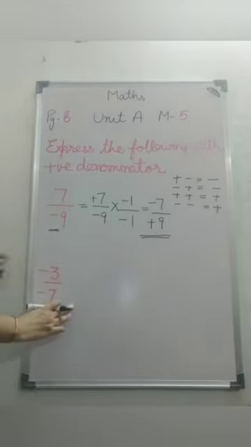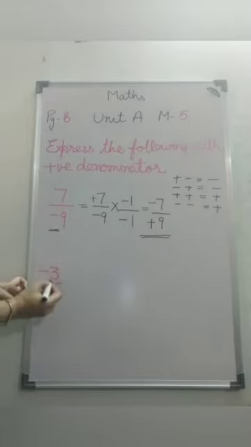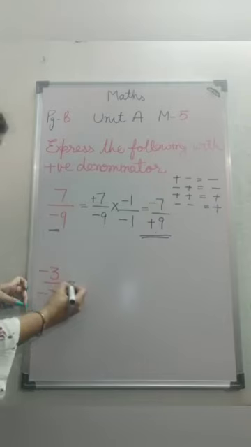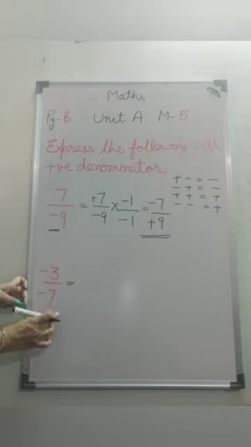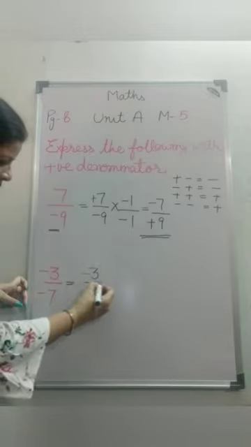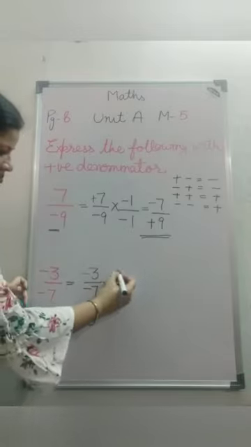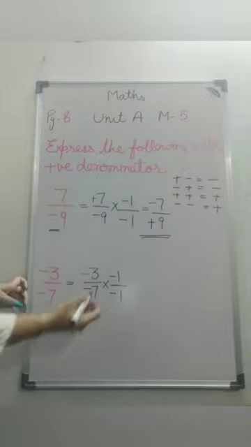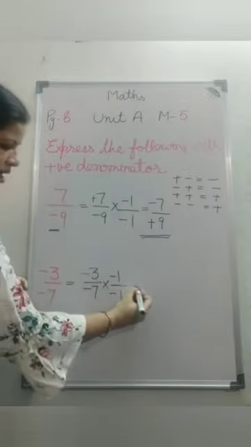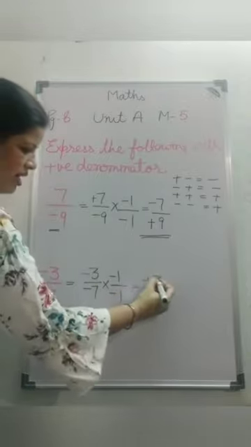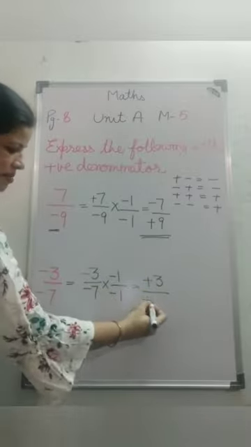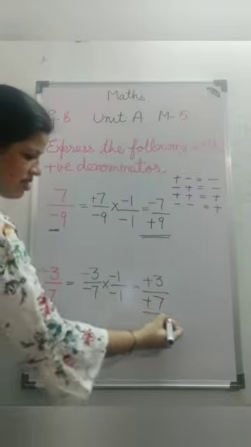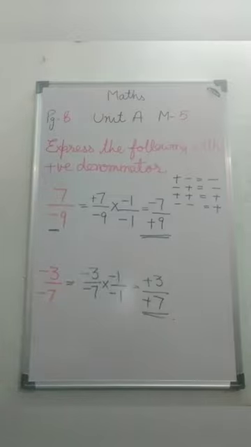Now another question. I am giving you one more example, that is minus 3 upon minus 7. In the same way as here, the denominator is negative but we want to convert it into a positive number. So we multiply by minus 1 upon minus 1. Minus minus is plus, so 3 into 1 is 3, and minus minus is plus, 7 into 1 is 7. So see the answer. We converted a negative denominator to a positive denominator.